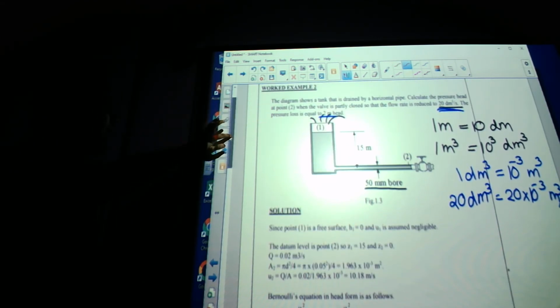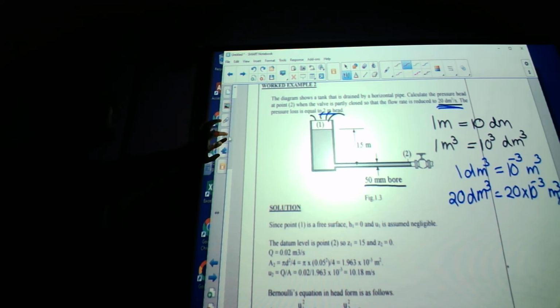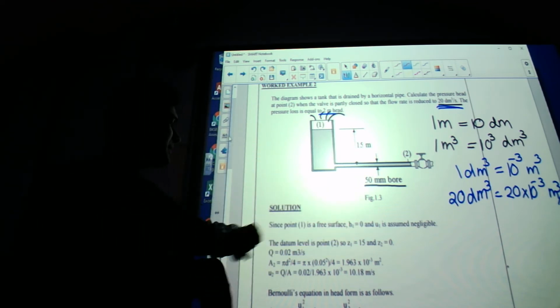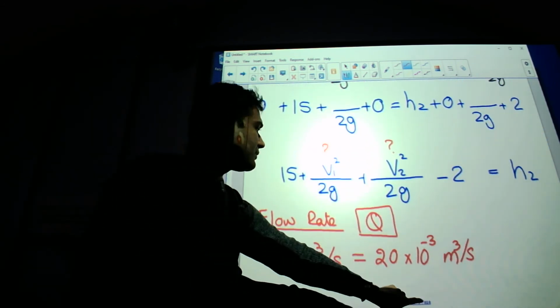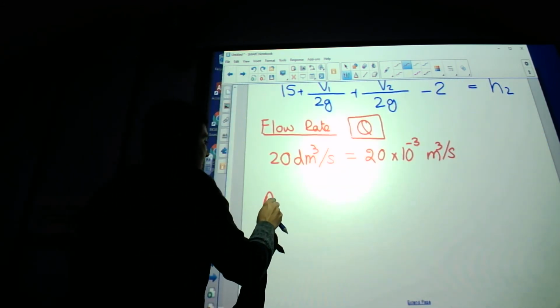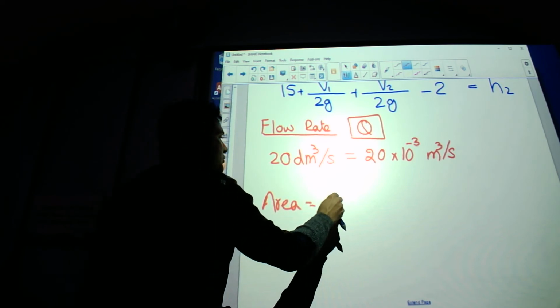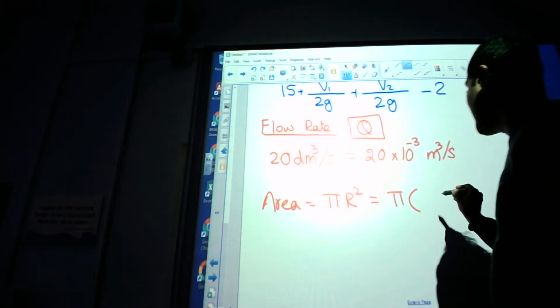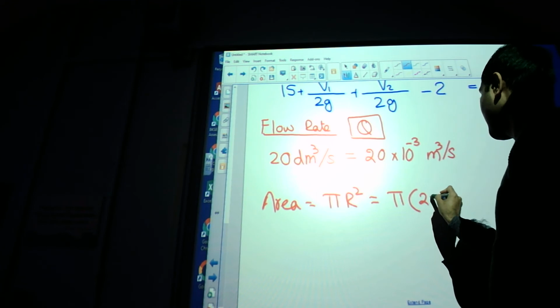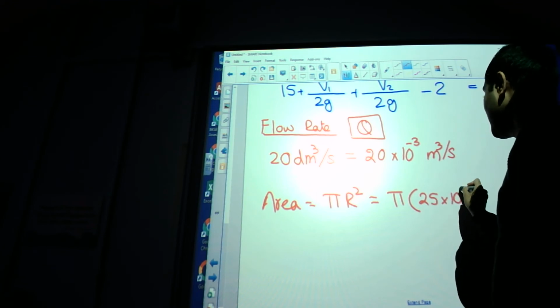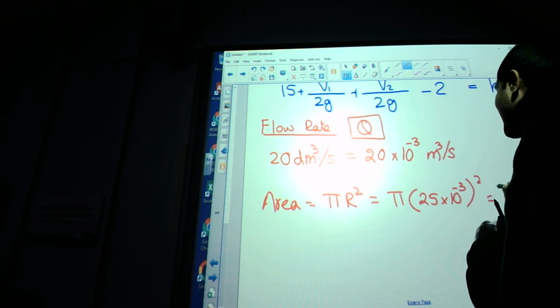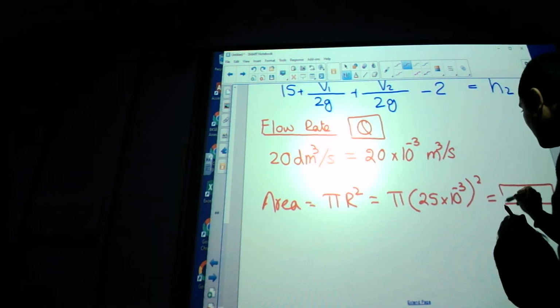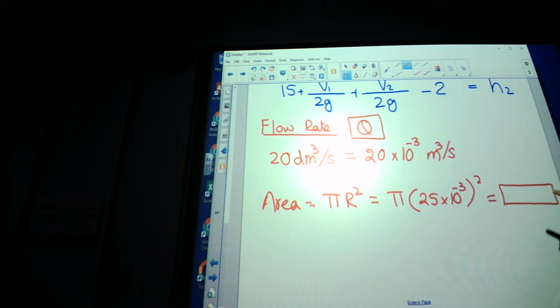Now I need to find out the area of this pipe. To find that, it's a 50 millimeter bore. So the area is pi r squared, where pi is pi and the radius is 25 millimeter, converted into meters squared. That will give me some answer here. So I got that answer.